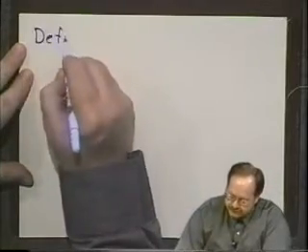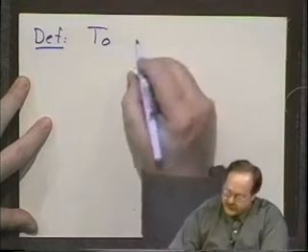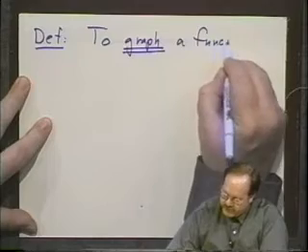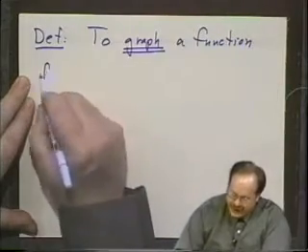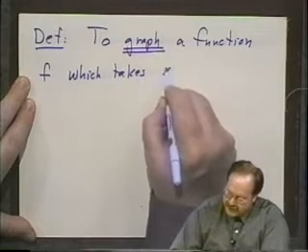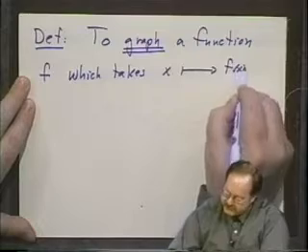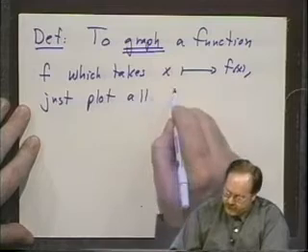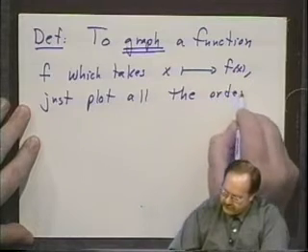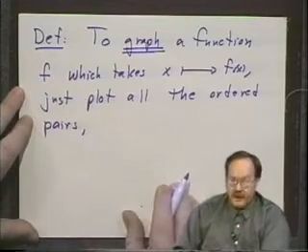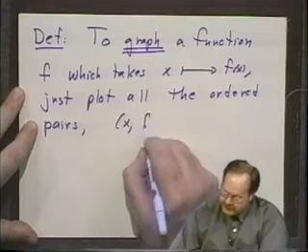So let's put this down. Definition. Just combining everything we've just said. To graph a function, say f, which takes x to f of x, just plot all the ordered pairs. Remember, the order matters because we want the domain elements to stay on the left and the range elements to stay on the right. All the ordered pairs, x, comma, f of x.